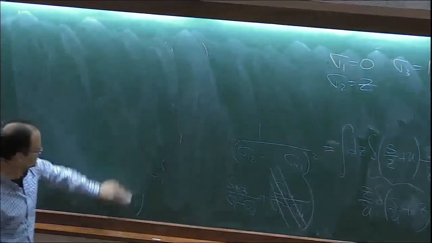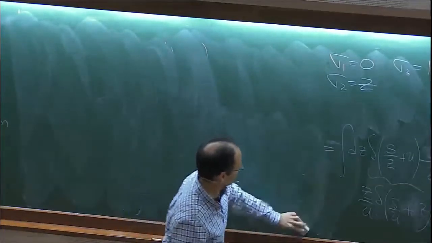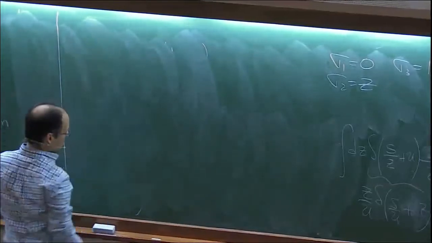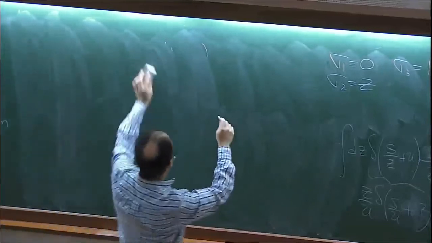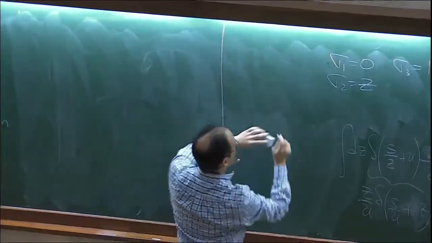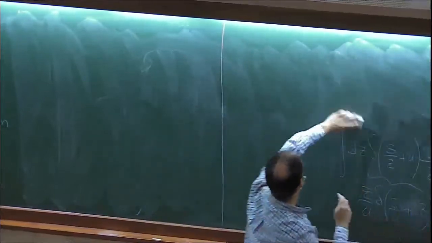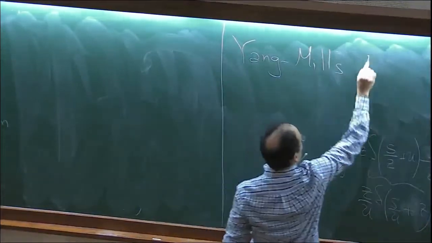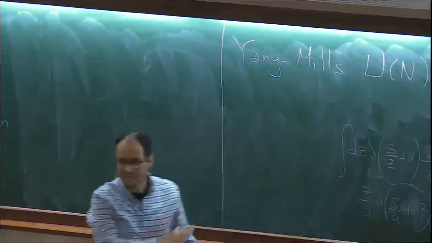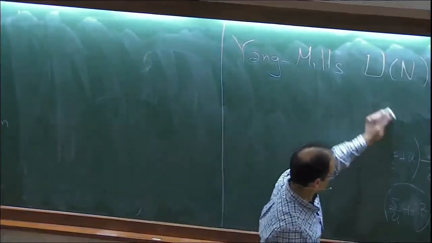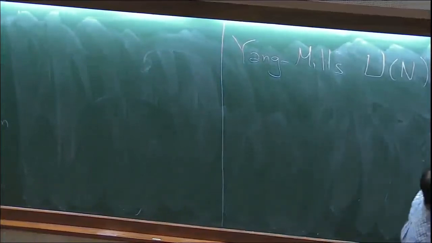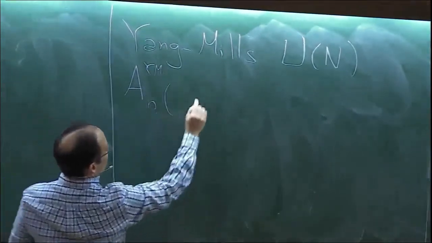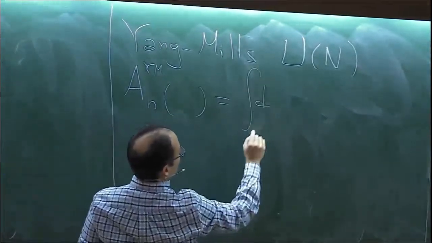So we had a list of things that we wanted. We had a wish list. So let's do Yang-Mills. Now we have a single color group. And yesterday we made a conjecture that what we had to do was to keep the same measure.